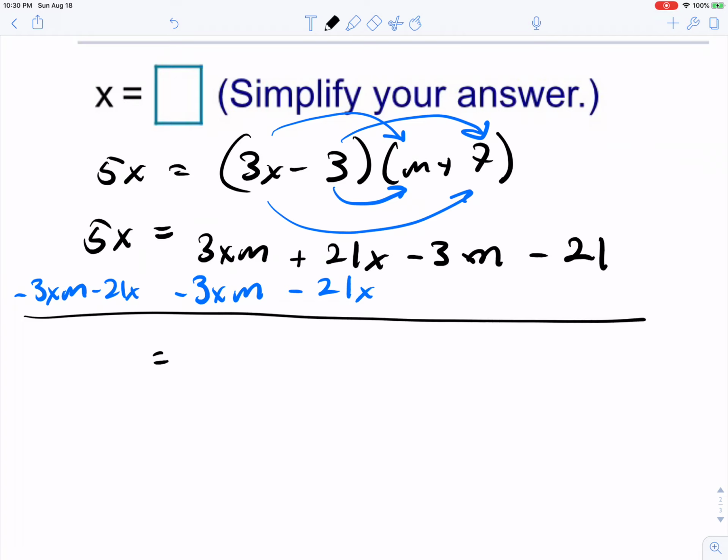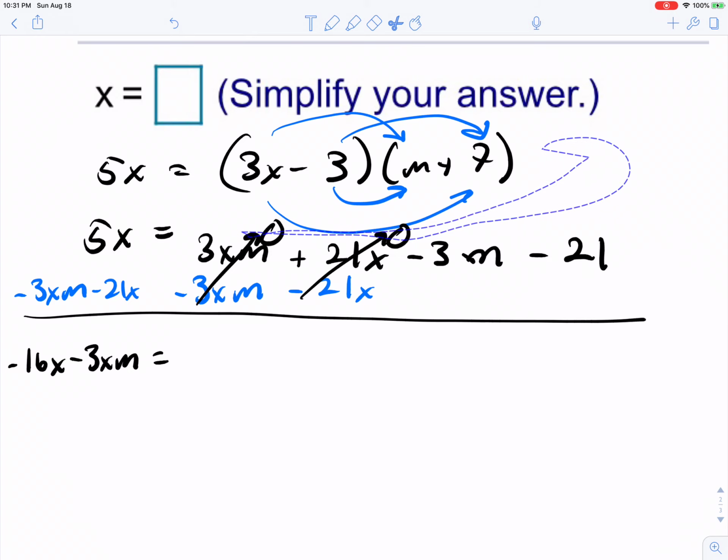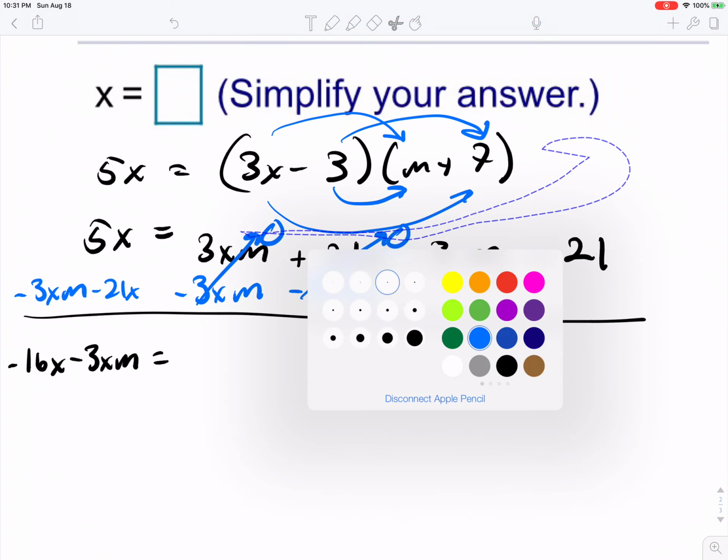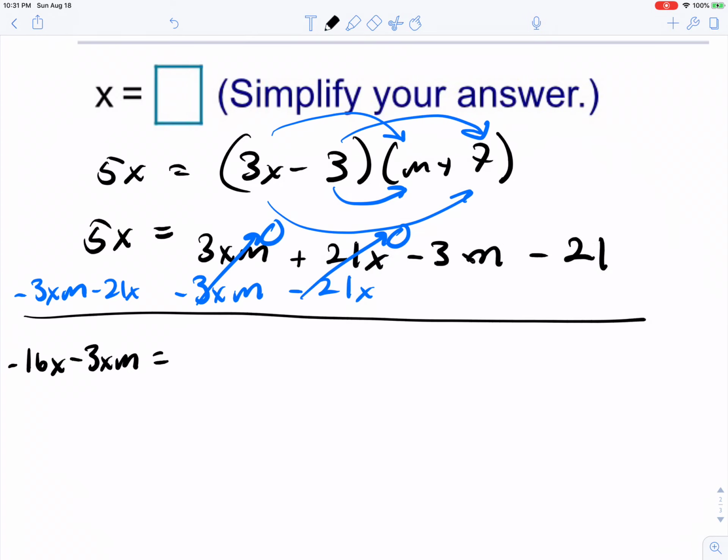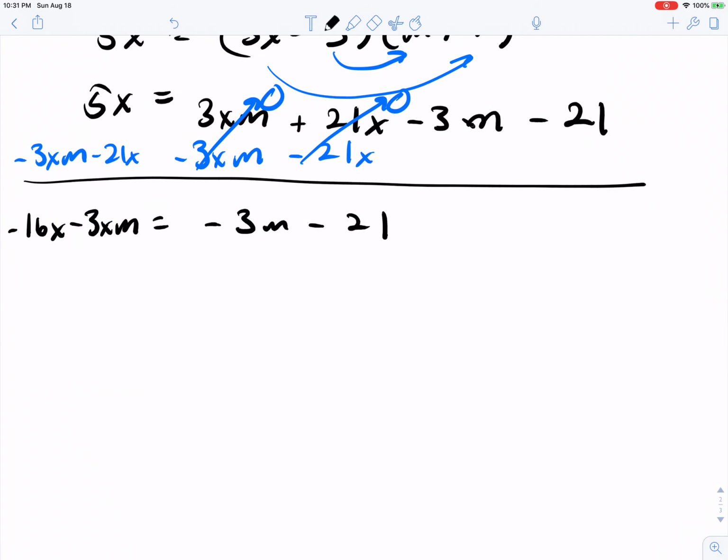So we'll start by just bringing down the equal sign. On the left, we do have some like terms. 5 minus 21 is what, negative 16? So that's going to be a negative 16x, and then negative 3xm just comes down. This goes to 0. This also goes to 0. Those are unlike terms, so we'll just leave them as negative 3m minus 21.